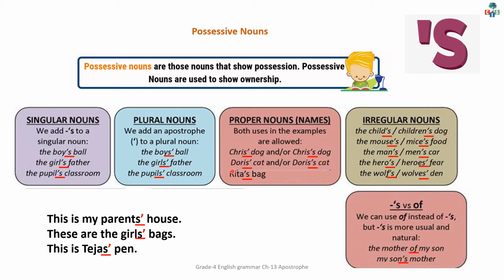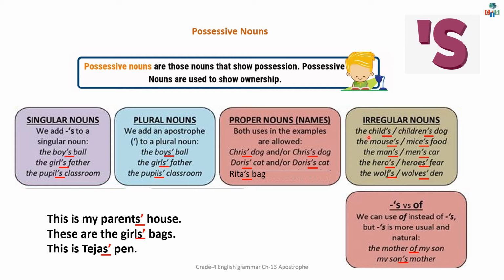See the next name, Doris. This name also ends with an S. It is a proper noun. And if it is ending with an S, so just insert an apostrophe mark only. No need to put an extra S. Doris' cat, Doris's cat. Both are correct.